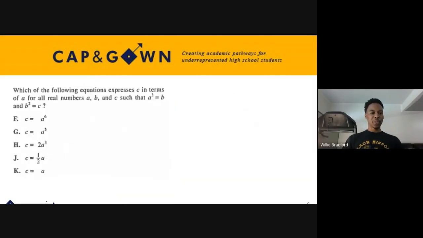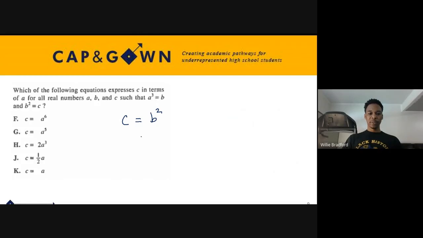All right, last one. Which of the following equations expresses C in terms of A for all real numbers A, B, and C such that A cubed is equal to B and B squared is equal to C? All right, well, I'm going to start here at C. It tells me that C is equal to B squared.